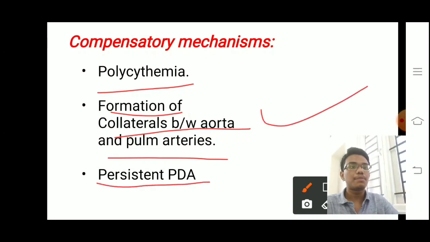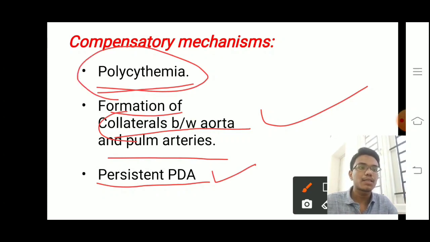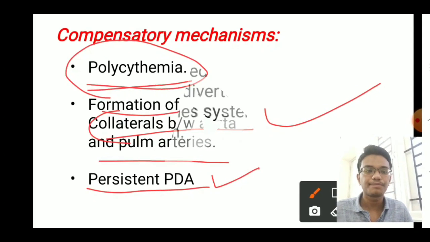And the next one is the persistent PDA. Remember, patent ductus arteriosus, if it becomes persistent in case of TOF, it is an added advantage. How? The same mechanism. The deoxygenated blood which is reaching the aorta can get diverted to the pulmonary artery through this patent ductus arteriosus, and the blood can get oxygenated easily. So it is an added advantage in the face of tetralogy of Fallot. So the real 2 compensatory mechanisms are persistent PDA and formation of collaterals, whereas polycythemia, which is generally considered a compensatory mechanism, actually does not compensate, instead it aggravates the cyanosis.